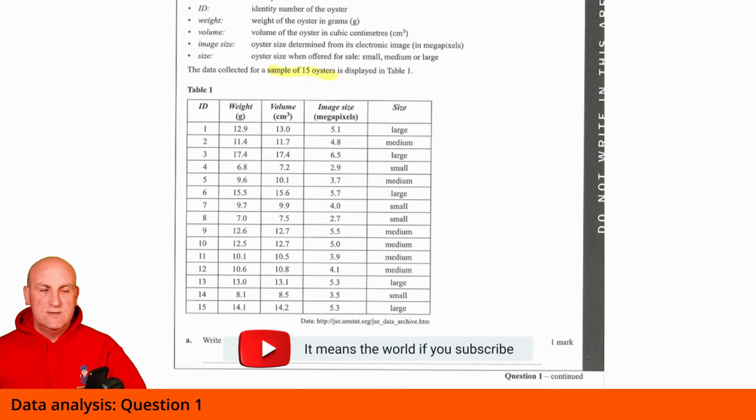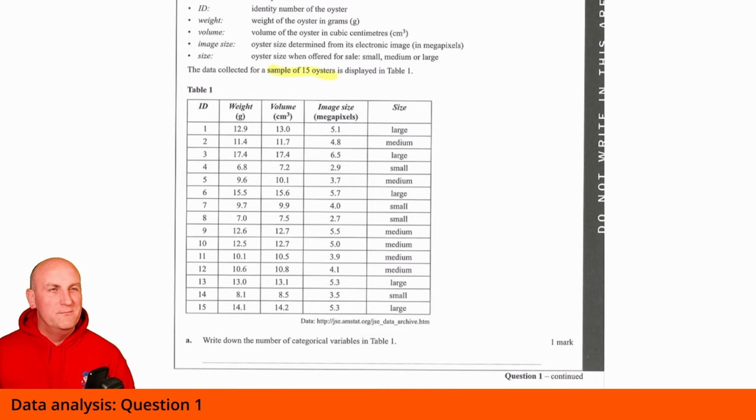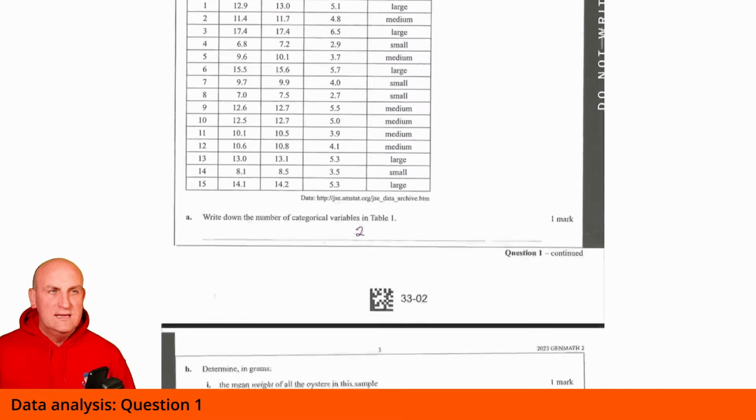Obviously, in this situation, categorical variables, generally speaking, can't have a mean or a median. So let's go through. Weight is definitely numerical, so it's not that. Volume, numerical. Image size, numerical. Size, that was there, is 1. And I think the trick to this question, there's always a trick to these questions, is ID, because although it's got numbers, it doesn't actually stand for anything. Just because that first thing has an ID of 1 doesn't relate to anything. So I'm going to go with 2, both ID and size. So the number of categorical variables in table 1 is 2.